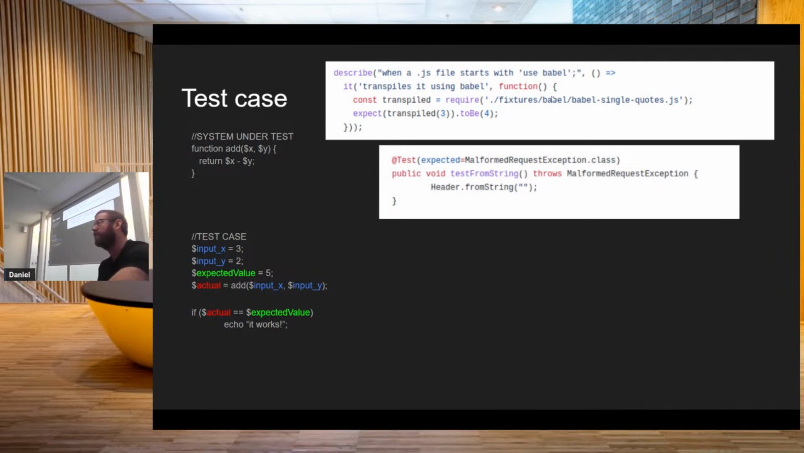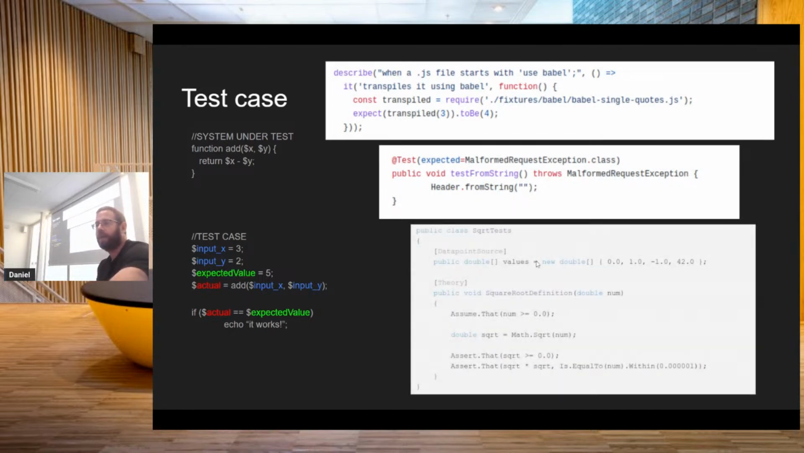I think the first one is Jest. I'm not sure, but I think it's Jest. And then we have JUnit 4, I'm guessing. So here we expect an exception to be thrown when I send a from string with this empty. And then here we have a C# test case. So these can look a little bit different. So we have these different frameworks for testing.